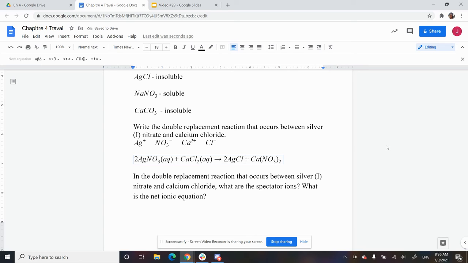AgCl, that is insoluble. We already did that example. So insoluble means solid. And then nitrate is always soluble with no exceptions, so it gets AQ. So if something is soluble, it takes on the state of aqueous, and if something is insoluble, it takes on the state of solid.